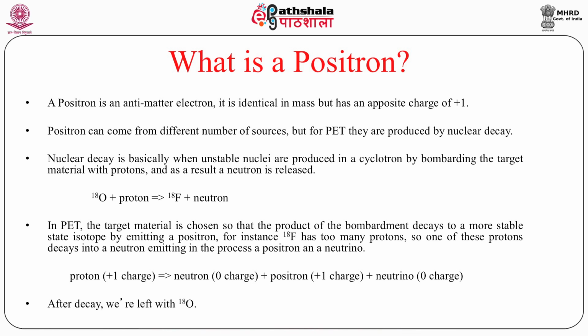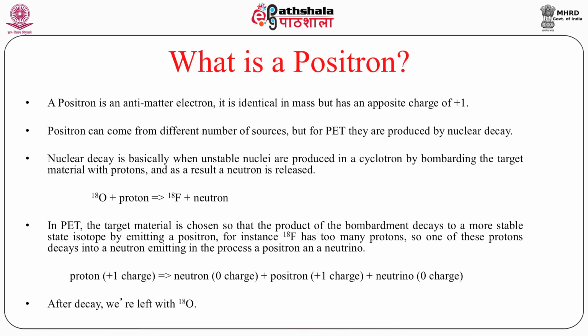Positrons can come from a number of sources, but for PET they are produced by nuclear decay. Unstable nuclei are produced in a cyclotron by bombarding a target with protons, and as a result energy is released, a neutron comes out, and the production of F18 takes place. It means that for production of positrons we require a cyclotron. What does the cyclotron do? We are going to talk about that in the next few slides.